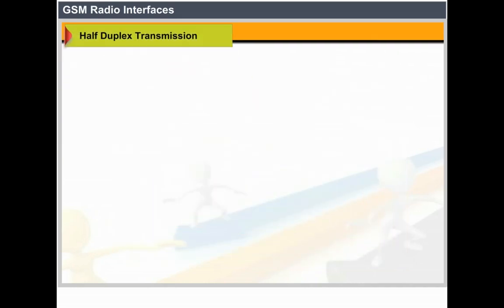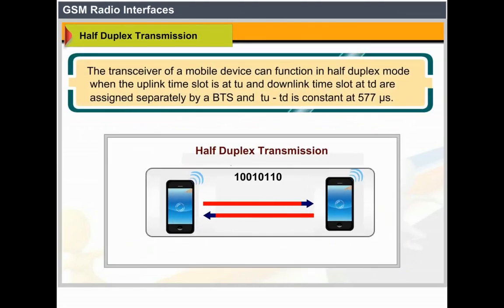Half-duplex transmission. A mobile device can function in half-duplex mode when the uplink time slot at TU and the downlink time slot at TD are assigned separately by a BTS, and TU-TD is constant at 577 µs.